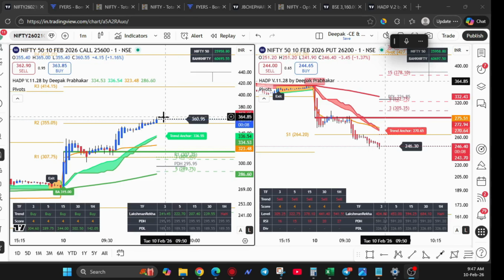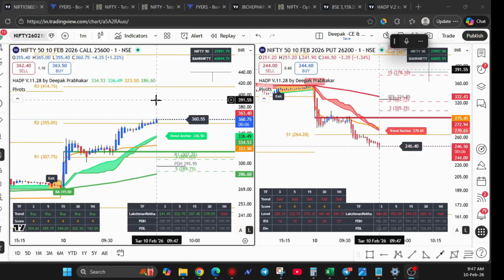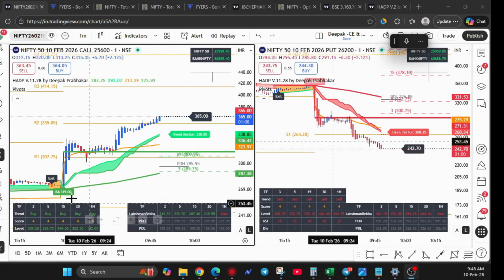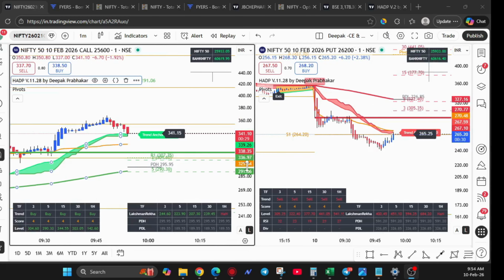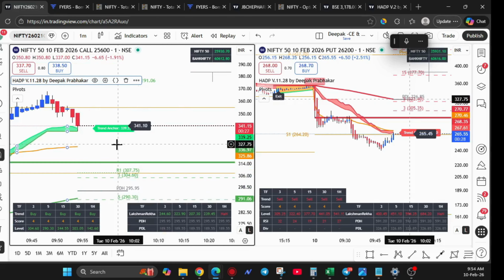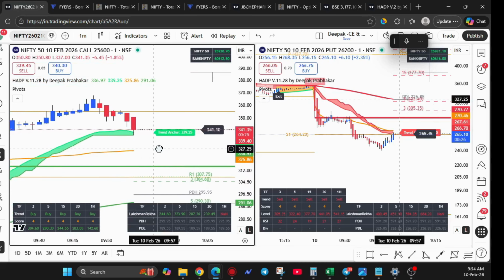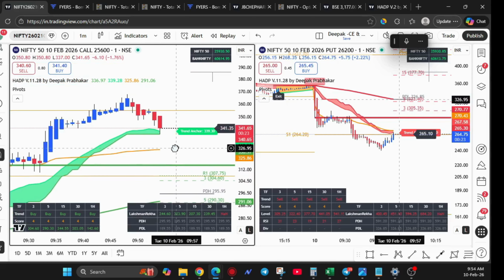It has hit 365 high. You can see here. It has hit 365. 50 points completed on a 1 minute candle. Let's wait and see. Now the price is hitting the trend anchor. Let us see if it prints an exit or it jumps and goes back from here. Okay.